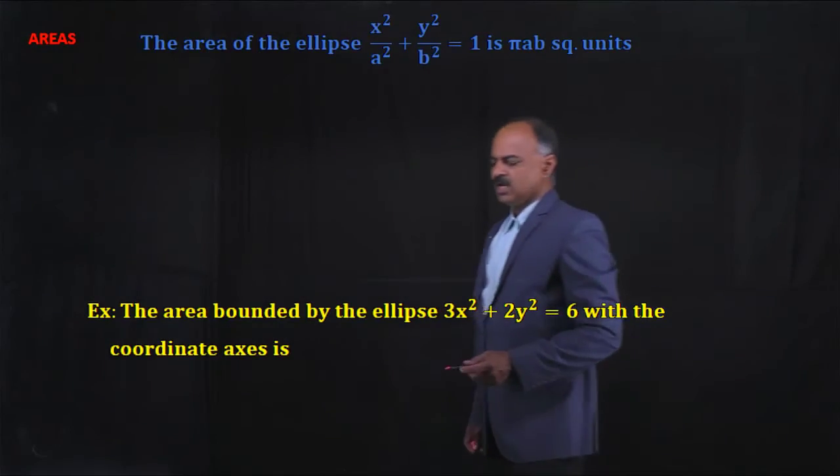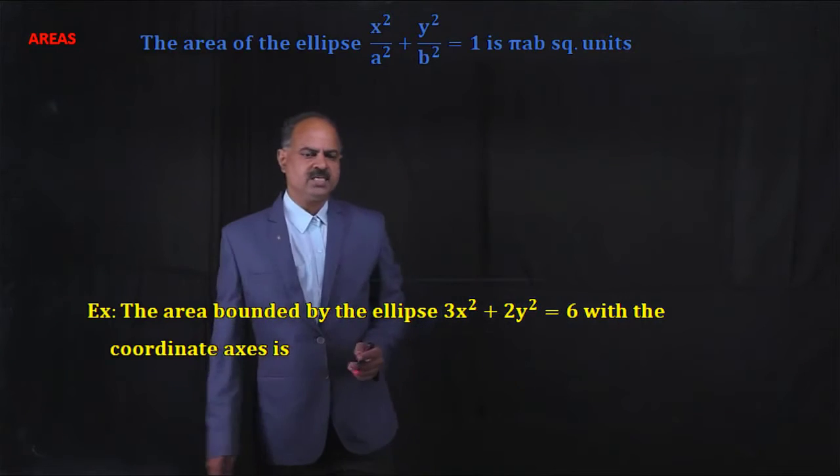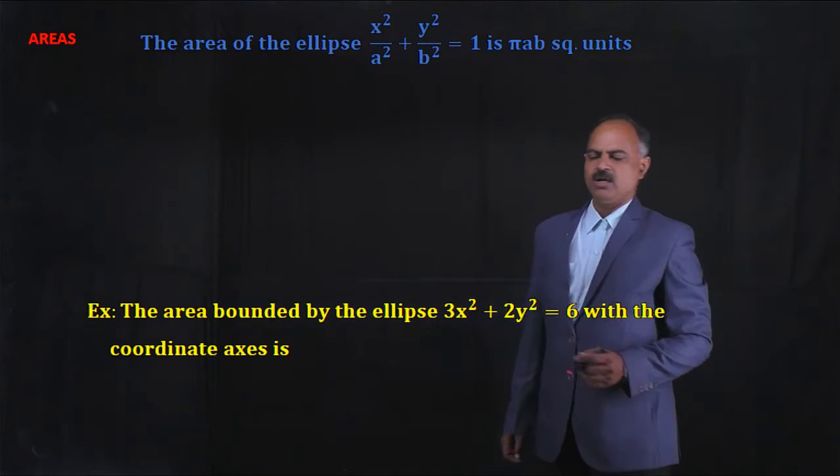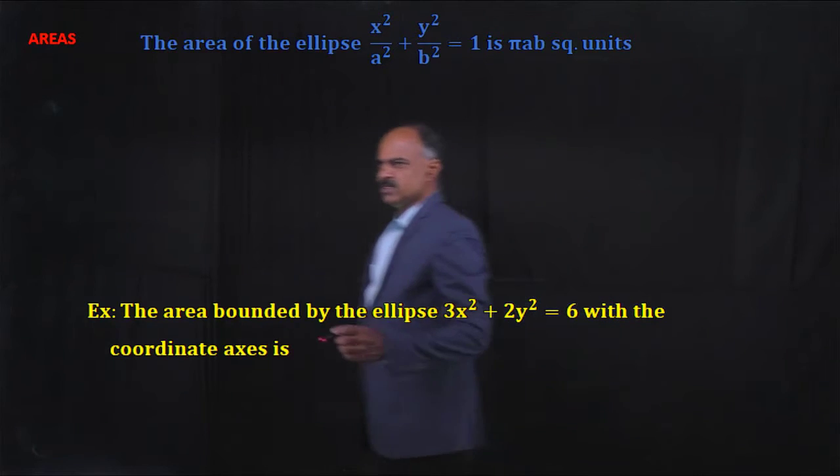Next formula: the area of the ellipse x^2 by a^2 plus y^2 by b^2 equal to 1 is pi ab square units.